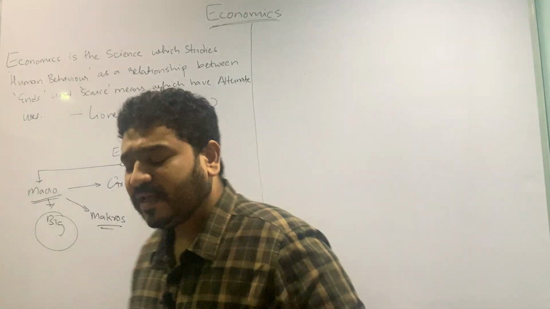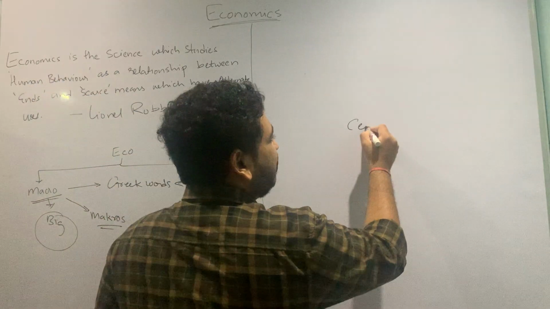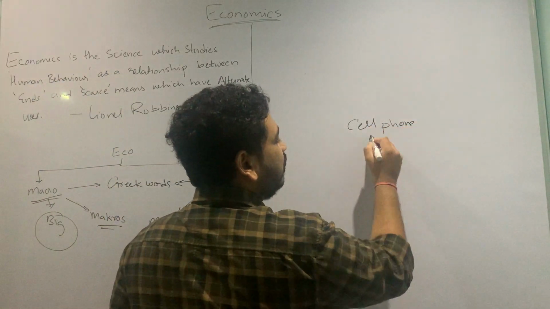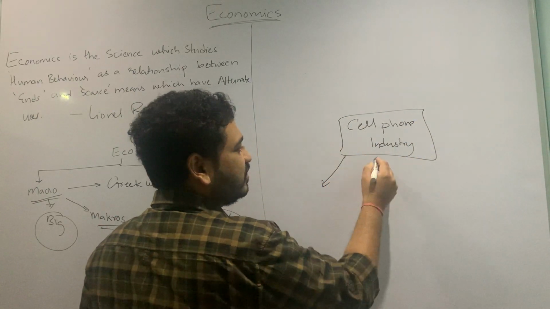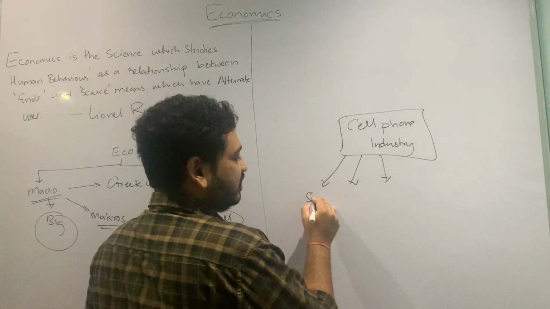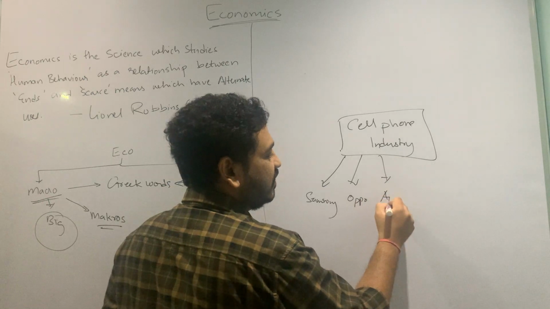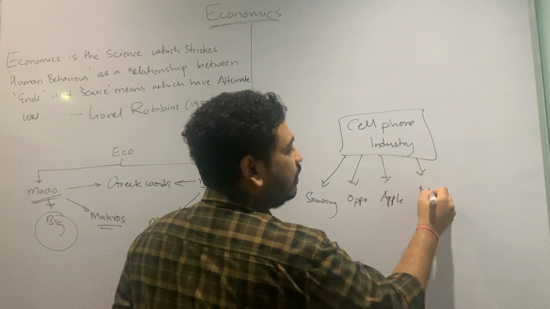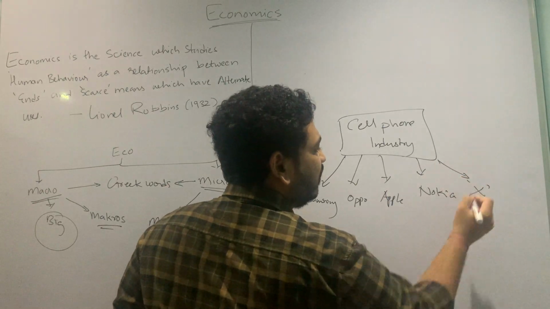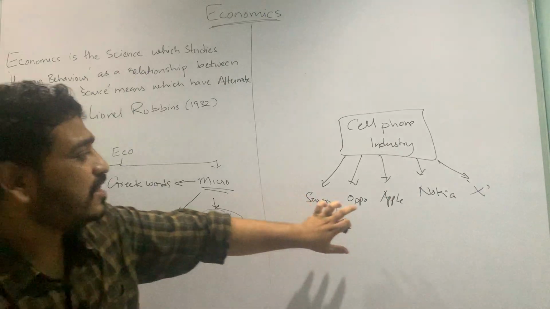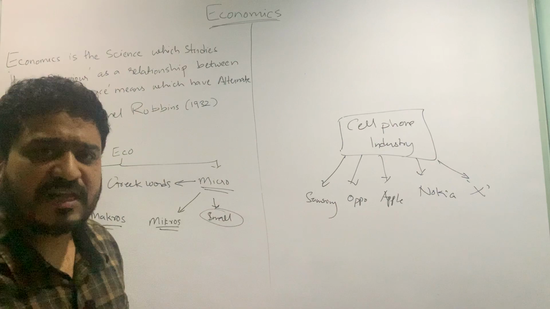Now I'll explain it to you with the help of an example. Let us look at the cell phone industry. The players in this industry are, let us say, Samsung, Oppo, Apple and Nokia, and probably some other X. These are the different firms which constitute the entire cell phone industry.